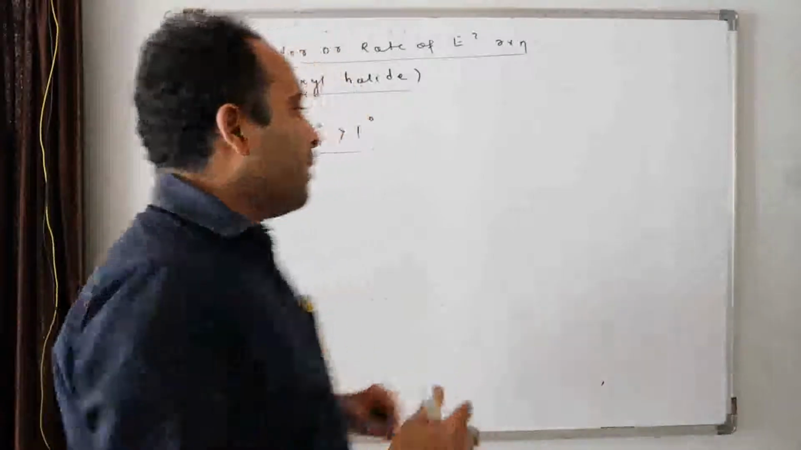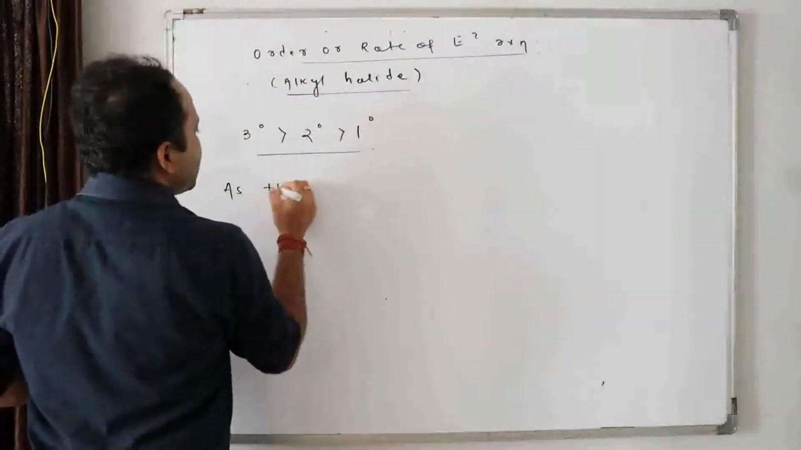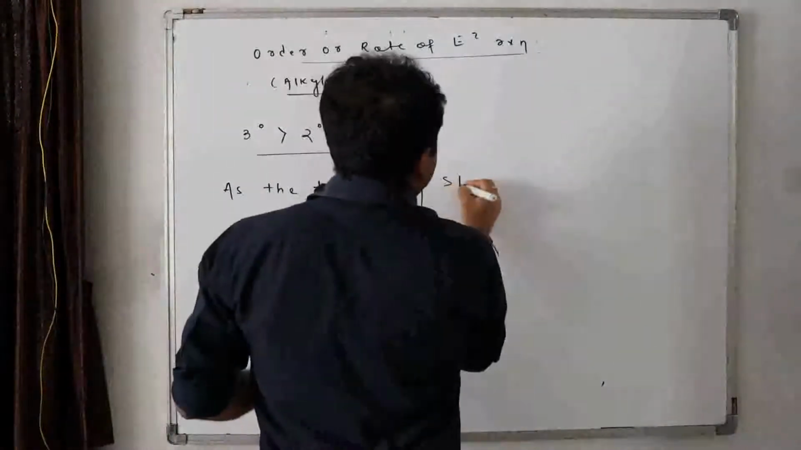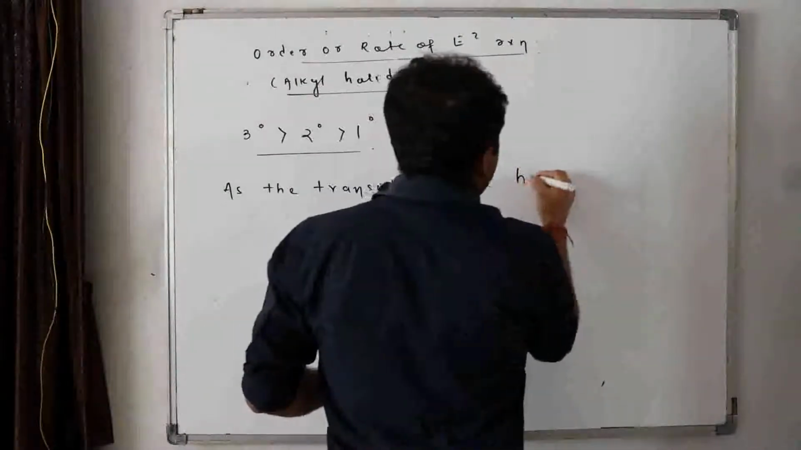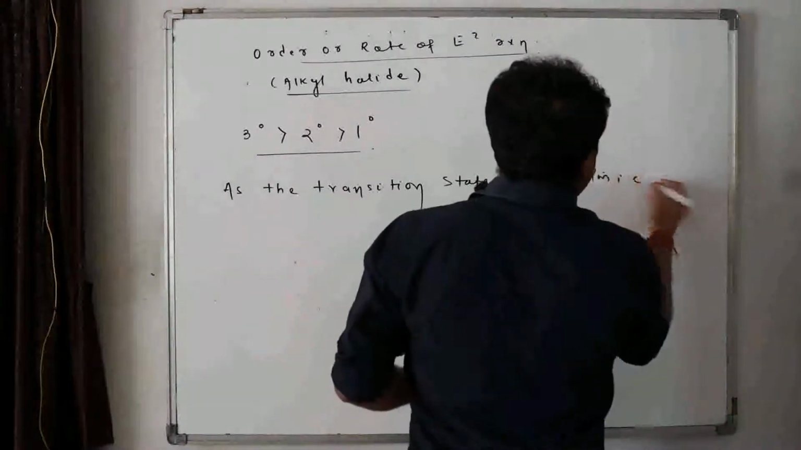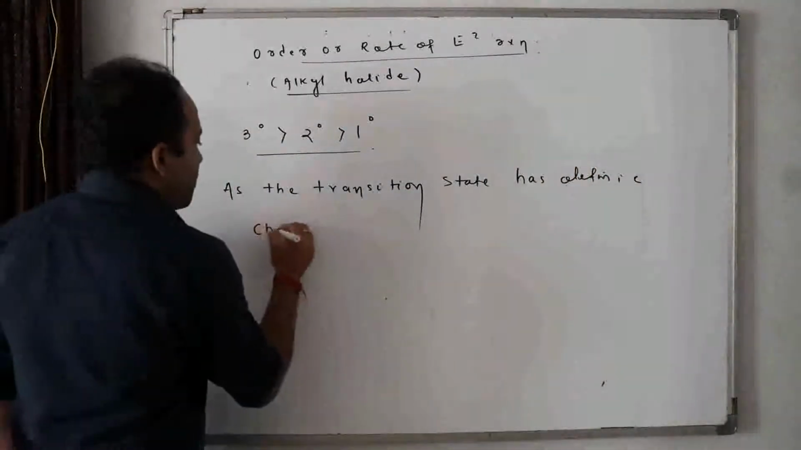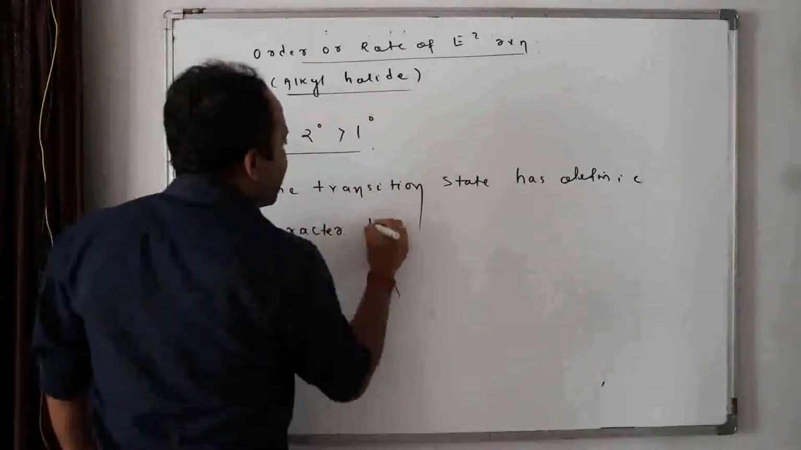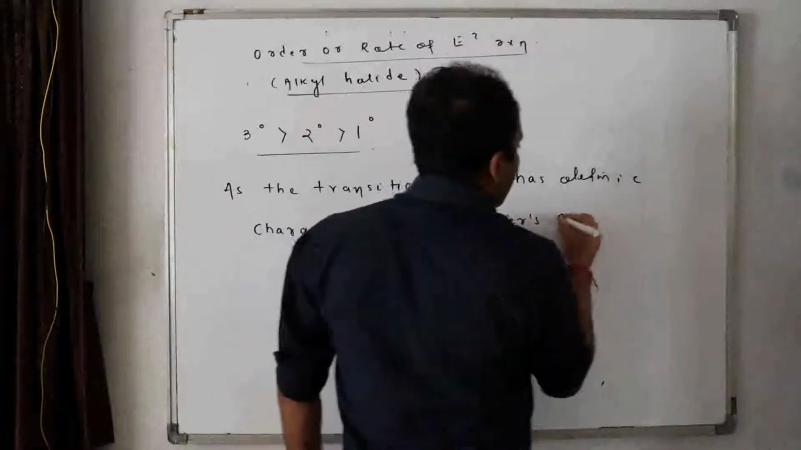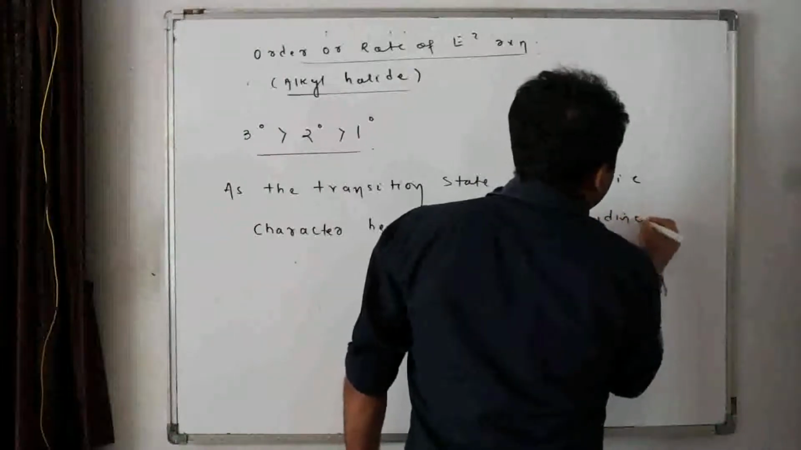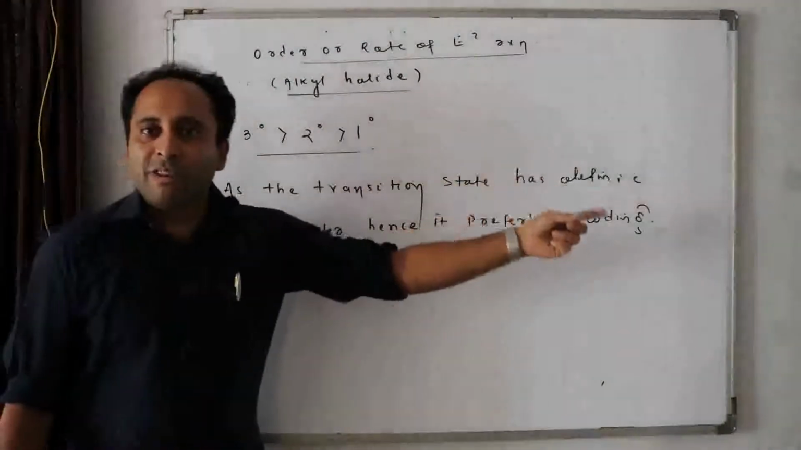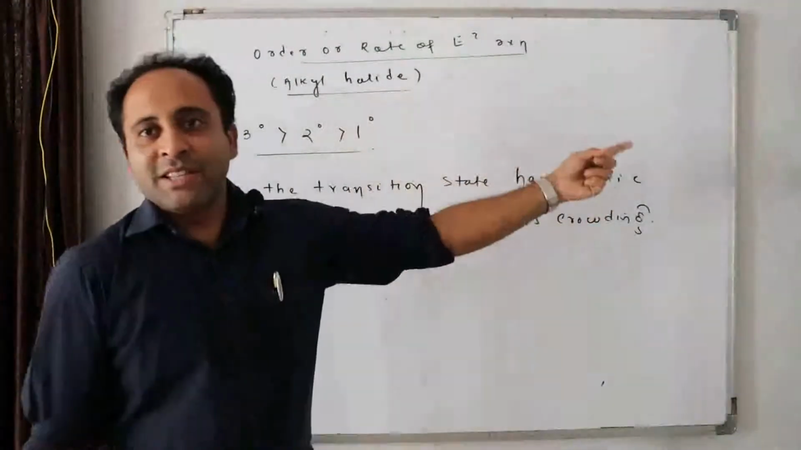Isn't it? So remember, as the transition state has olefinic character, hence it prefers crowding. More crowding, more stability of the olefinic transition state, more will be the stability.